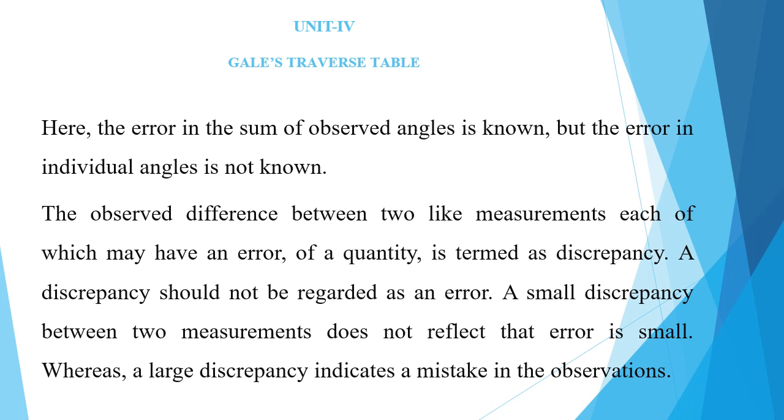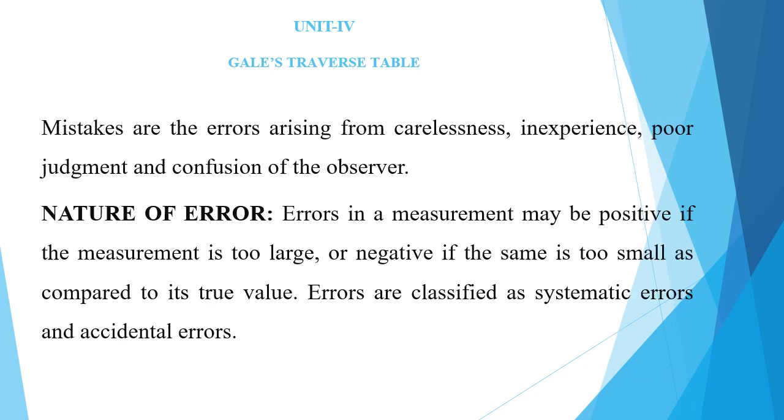The observed difference between two like measurements, each of which may have an error, is termed a discrepancy. A discrepancy should not be regarded as an error. A small discrepancy between two measurements does not reflect that the error is small, whereas a large discrepancy indicates a mistake in the observations. Mistakes are errors arising from carelessness, inexperience, poor judgment, and confusion of the observer.